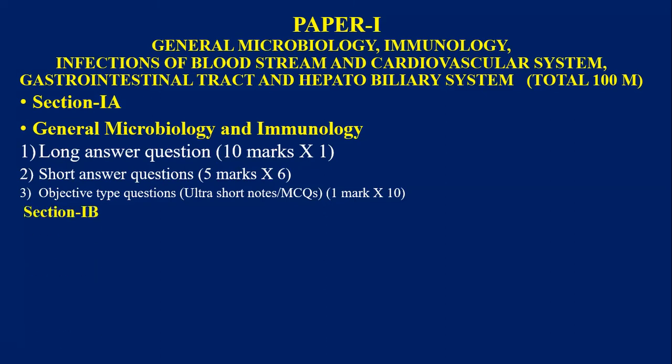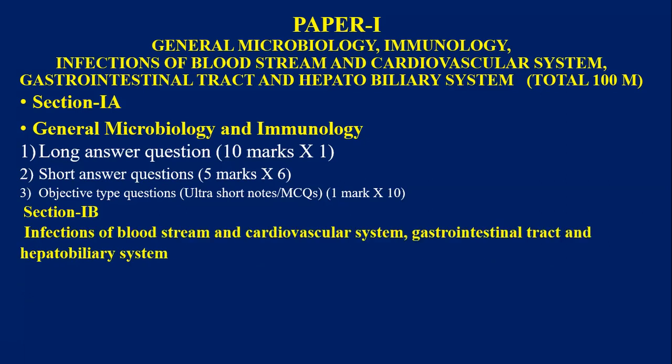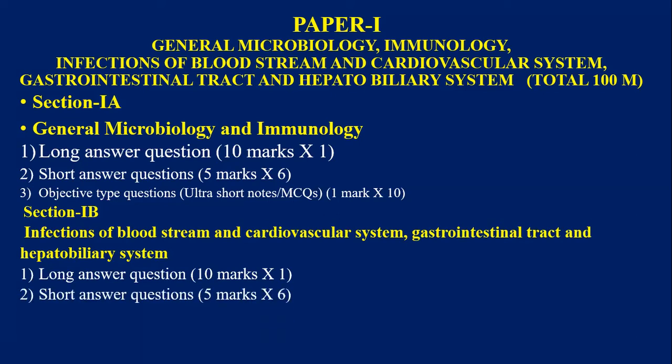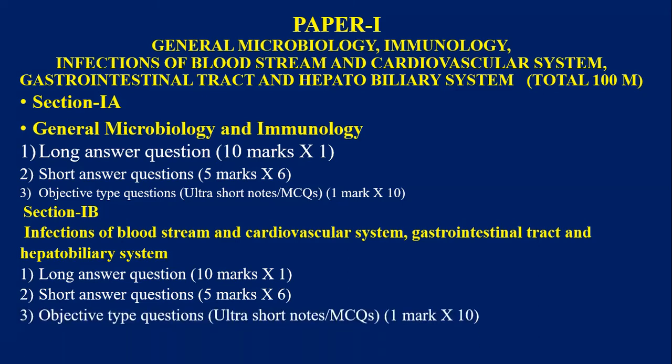Section 1B has infections of bloodstream and cardiovascular system, gastrointestinal tract and hepatobiliary system. Section 1B also has the same 50 marks. It has the same one long answer question, that is 10 marks. The second is short answer questions, that is 6 questions, each carries 5 marks, so 6 into 5, 30. The next is objective type questions, that is maybe ultra short notes or MCQs, each carries 1 mark, that is 10 into 1, 10 marks. So this is about the paper 1 model question paper.